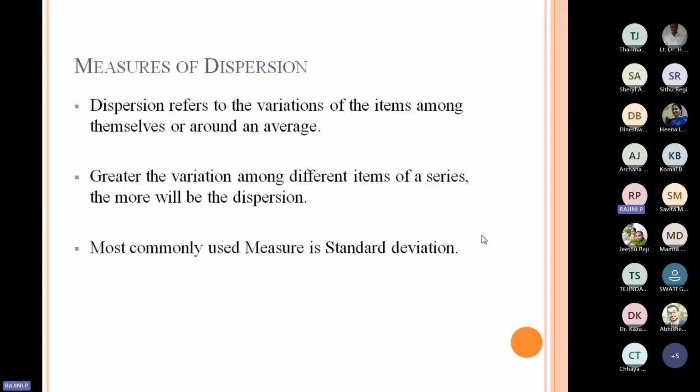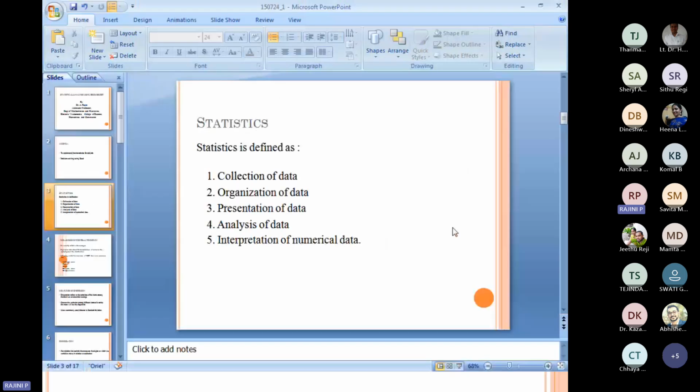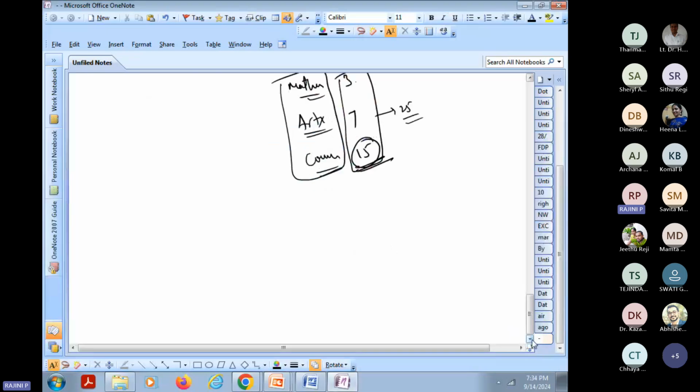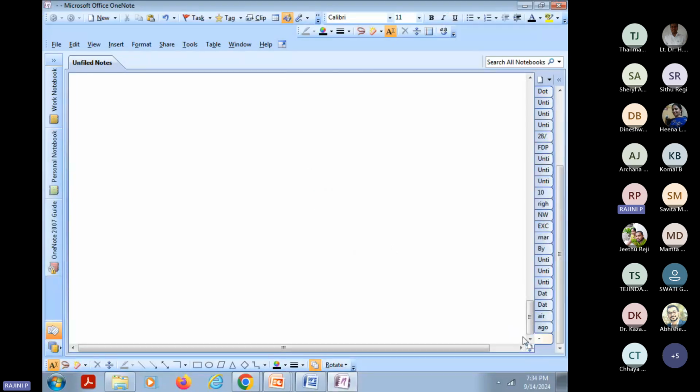So to calculate this dispersion, we have two different types of methods. What are those? In this, two methods. First one, absolute dispersion. And the next one, relative dispersion.